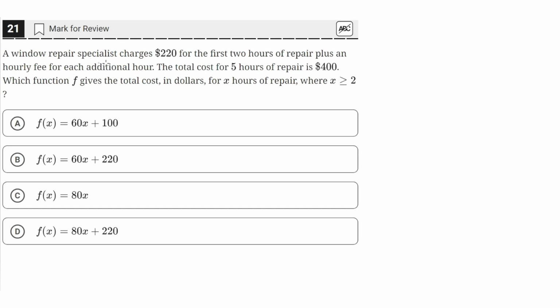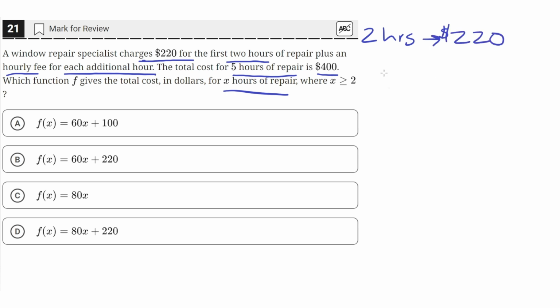A window repair specialist charges $220 for the first 2 hours of repair, plus an hourly fee for each additional hour. The total cost for 5 hours of repair is $400. Which function f gives the total cost in dollars for x hours of repair, where x is greater than or equal to 2? Okay, so for the first 2 hours, the window specialist charges $220. And then after those 2 hours, so greater than 2 hours, he charges some fee that we don't know yet.